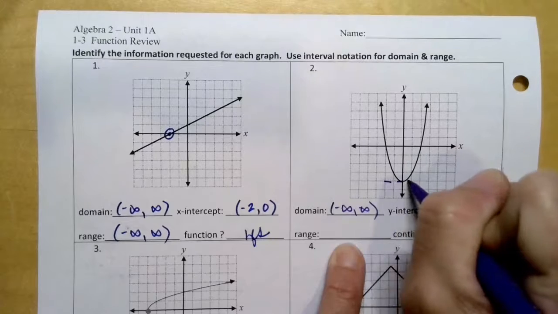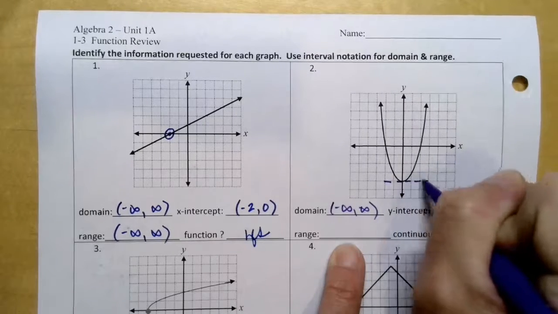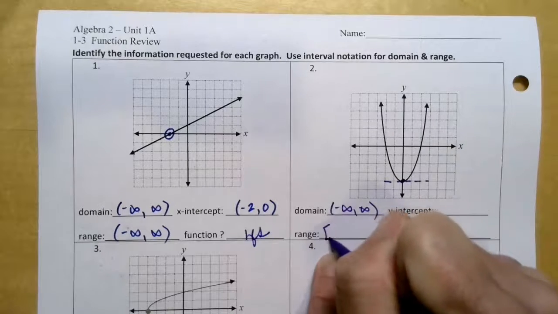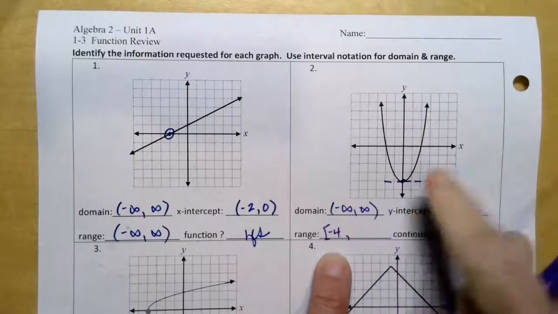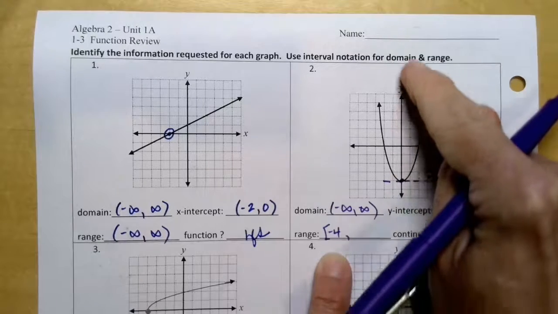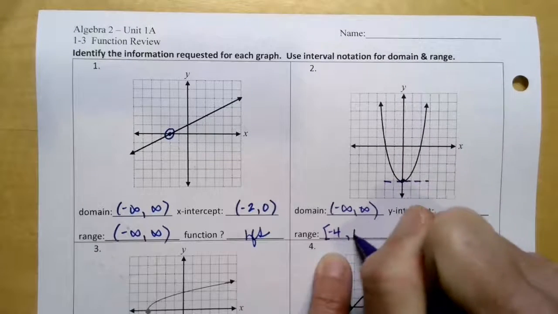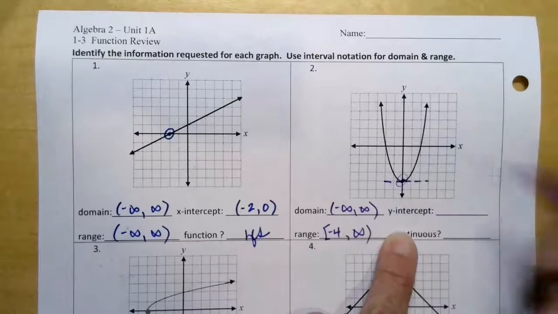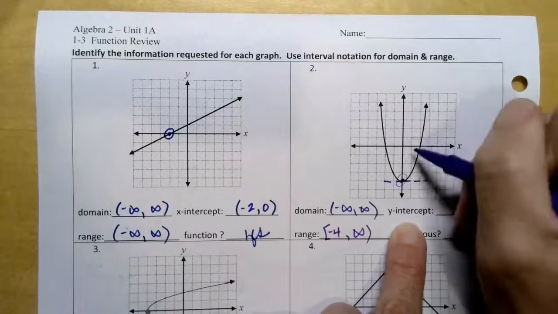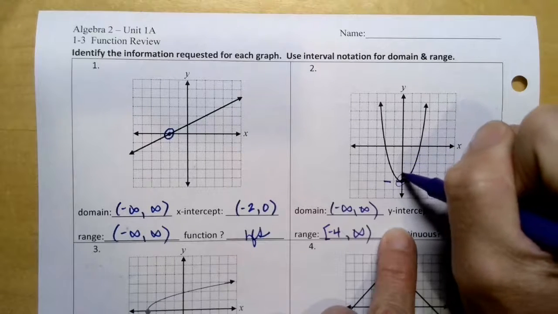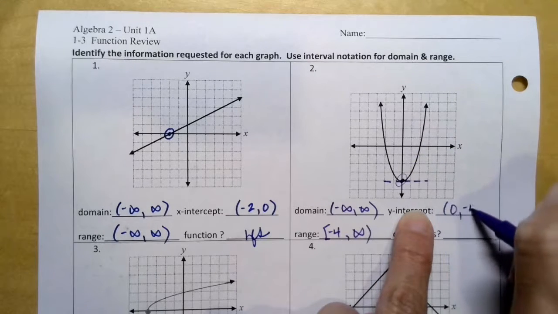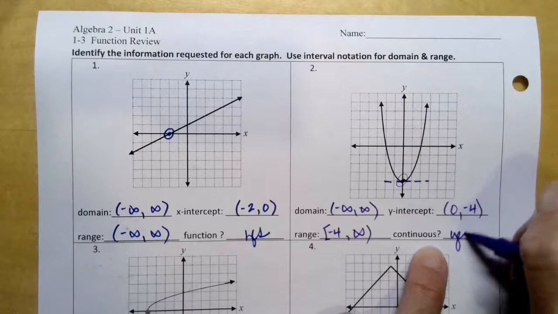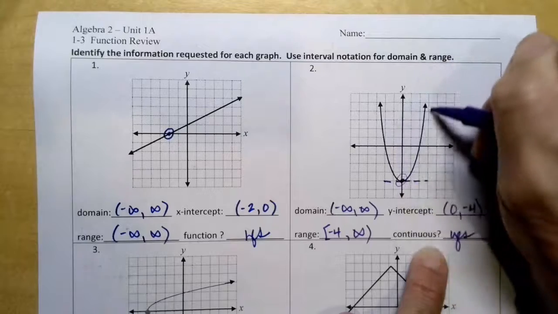No part of my graph goes below this dotted line. So my range values, nothing is going to be lower than -4, but all of these output values are possible up to infinity. My y-intercept happens to be right here at my vertex, 1, 2, 3, 4. So when 0 comes in, -4 comes out. And is it continuous? Yes, it is, because I can trace the whole graph with my pen.